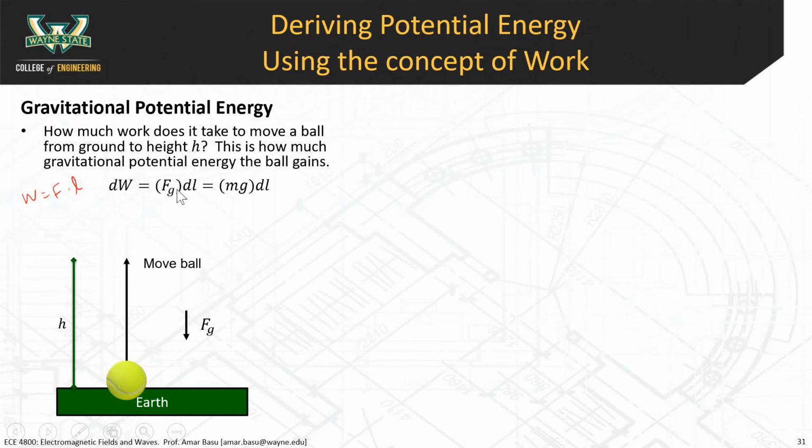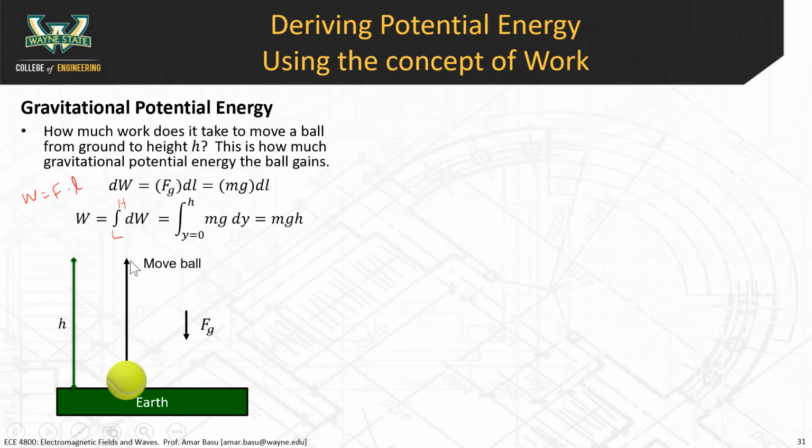This is the gravitational force. So you're moving the ball against the force of gravity. Force is equal to m times g, and you're moving that through a distance dl. So if you want to find the amount of work that was put into the system, you have to integrate the dW. You're going to integrate that from the low point to the high point, as the ball moves up from here to here.